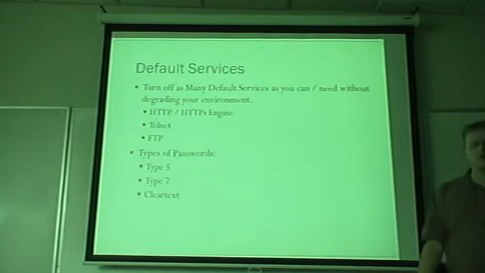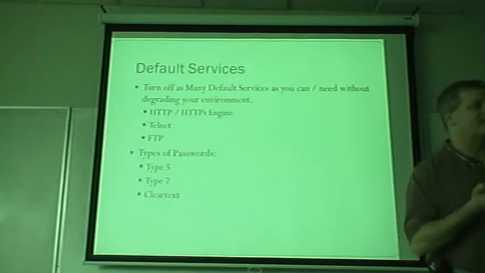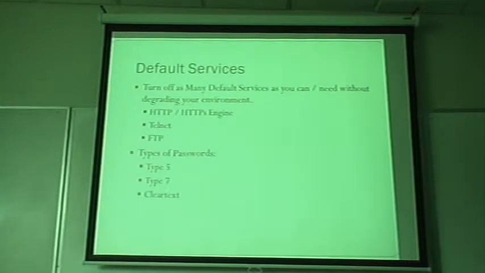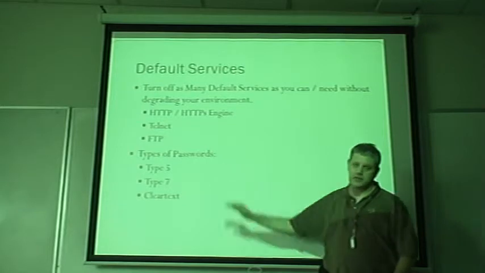A lot of the default services on your router, switches, firewalls, infrastructure equipment need to be turned off unless you have an absolute need for them. Okay, when I say an absolute need, you need to make sure that you have a few additional security layers in place for those services to be adequately hardened. The most common one is your HTTP and HTTPS engines.